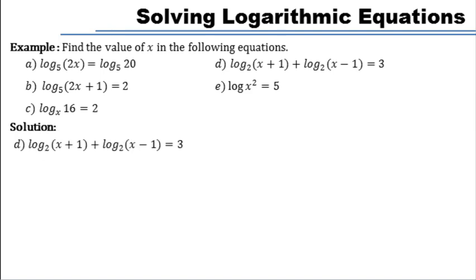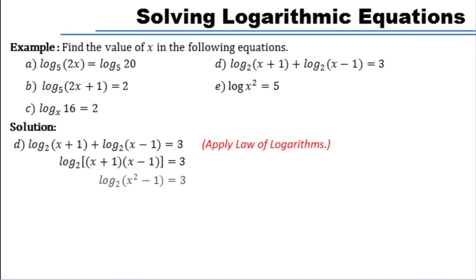Letter D, logarithm base 2 of x plus 1 plus logarithm base 2 of x minus 1 is equal to 3. So, mag-apply tayo ng law of logarithm, which is yung logarithm base 2 of x plus 1 times x minus 1. Yun yung magiging simplest form natin dun sa pinag-add na logarithm is equal to 3. Then, simplify lang natin yung equation. Yan ay logarithm base 2 of x squared minus 1.